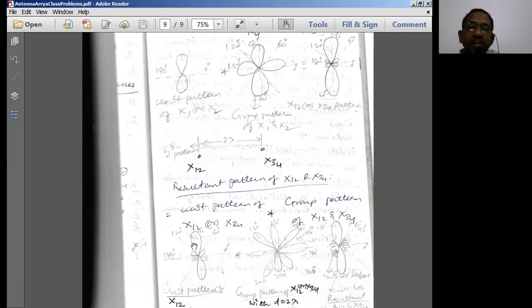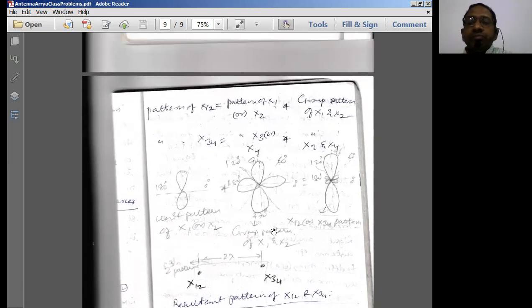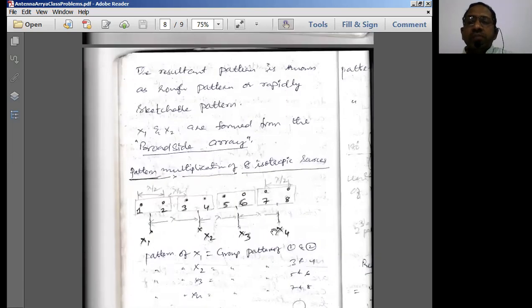See, the maximum radiation is along only 0 and 90. Only at 0 and 90 are the maximum radiations. Wherever you have this pattern here, at that particular point we are going to get the null patterns. Minimum leakage patterns are called null patterns. Small patterns we are going to get. So this is the overall resultant radiation pattern of the antenna. This is the pattern multiplication to find out the total radiation pattern of an antenna.